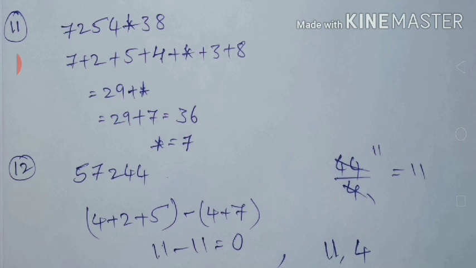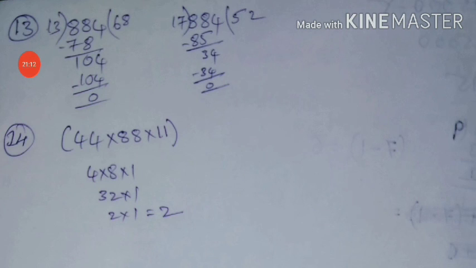It is divisible by 4, then 44 by 4, that is 11. So if the last two digit number is divisible by 4, then the given number is also divisible by 4. Check for 11. Sum of the odd place numbers minus sum of the even place numbers. 4 plus 2 plus 5, that is 11. Then even place numbers, 4 plus 7, 11. 11 minus 11, 0. So this number 57,244 is divisible by 11 and 4.